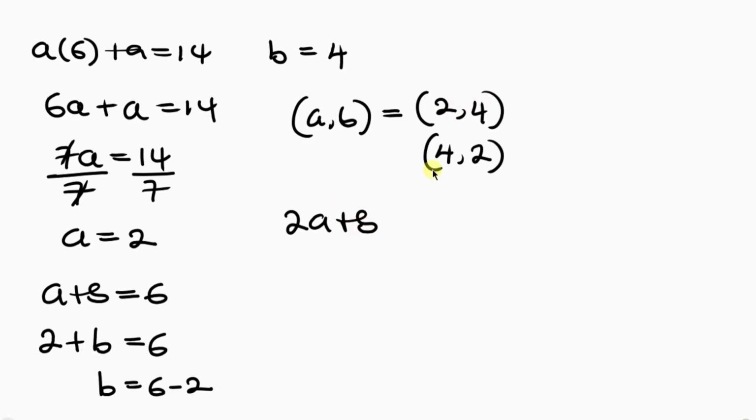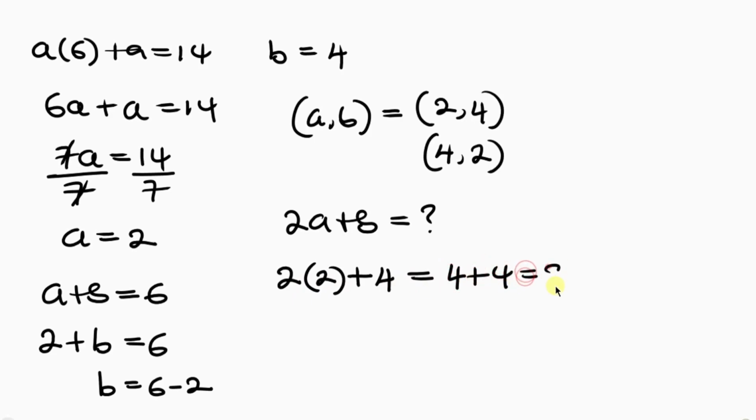That is it. Now we're told to look for 2a plus b. So we're going to be using this to solve for what we are asked to look for. So this is 2 times a. Let's start with this. Our a here is 2 plus b. Our b here is 4. So this will be 2 times 2 is 4 plus 4, which results to 8. So we've got the value of 2a plus b to be 8.